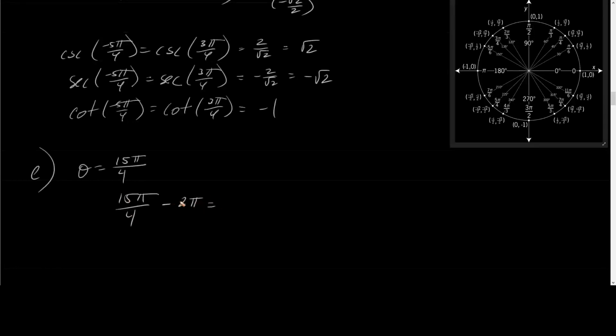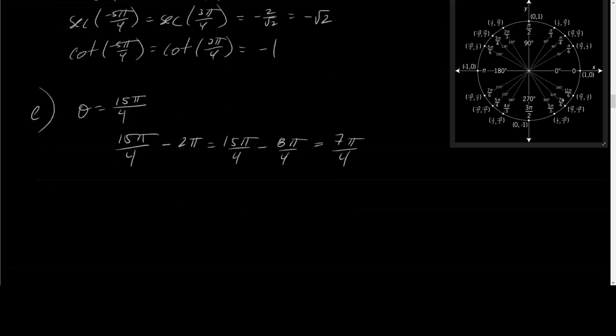And when we subtract 2 pi, that's the same thing as saying 15 pi over 4 minus 8 pi over 4, and that is simply 7 pi over 4. And look at that, that's definitely within the unit circle. That's right over here, 7 pi over 4.